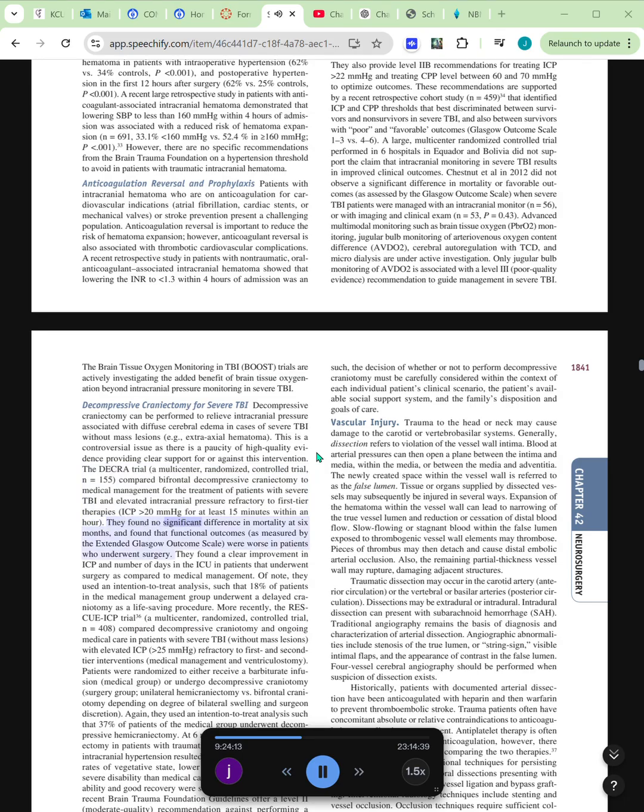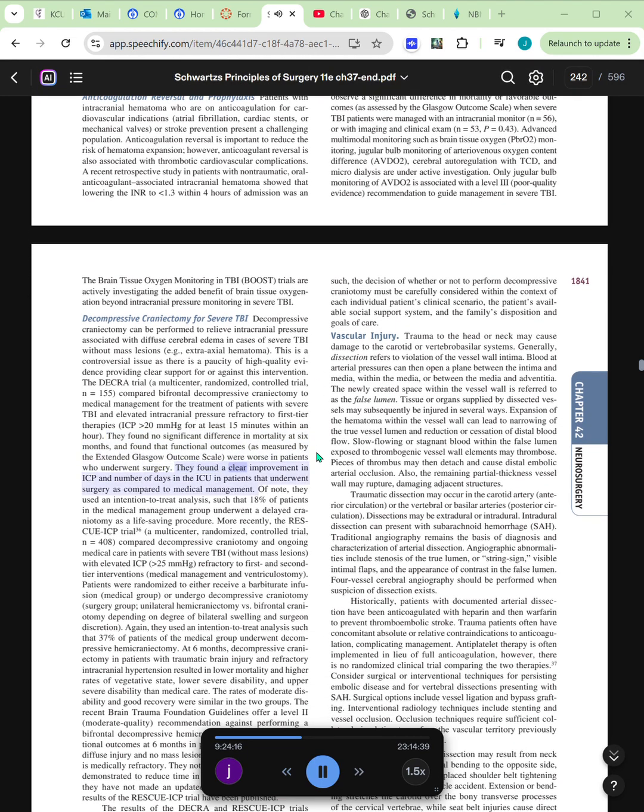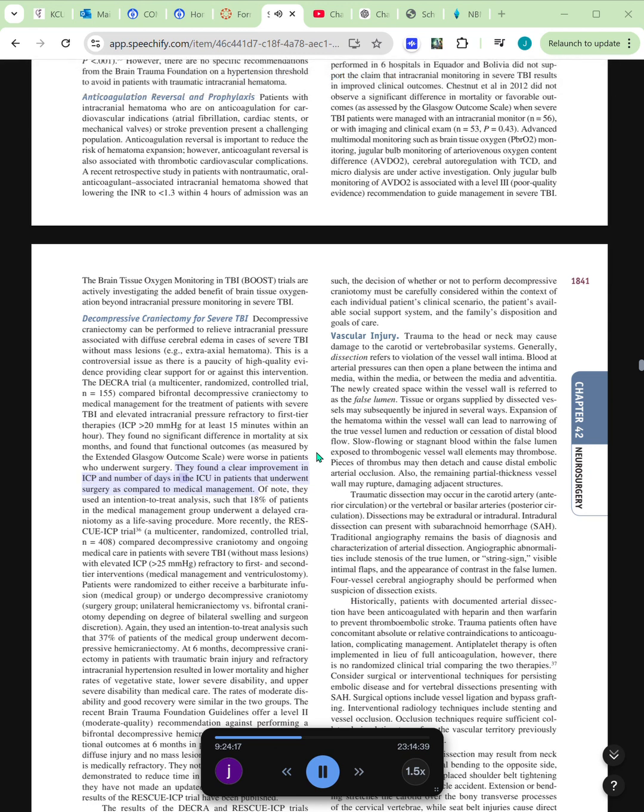They found no significant difference in mortality at 6 months and found that functional outcomes as measured by the extended Glasgow Outcome Scale were worse in patients who underwent surgery. They found a clear improvement in ICP and number of days in the ICU in patients that underwent surgery, as compared to medical management. Of note, they used an intention to treat analysis such that 18% of patients in the medical management group underwent a delayed craniectomy as a life-saving procedure.